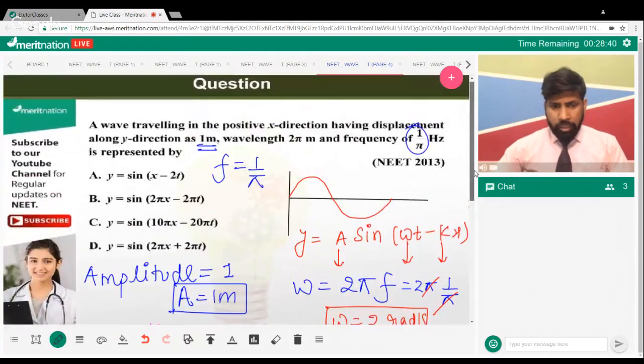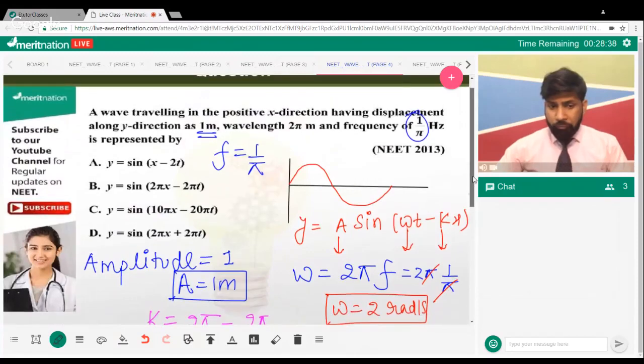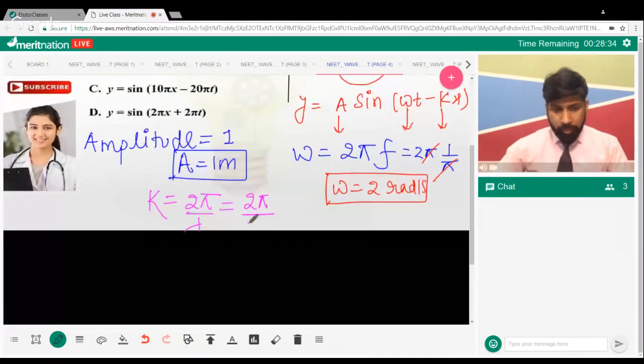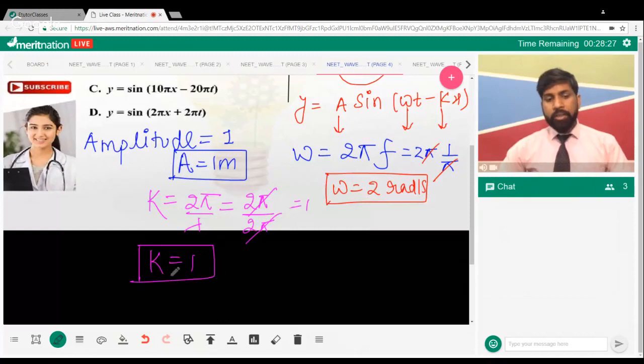If we talk about lambda, the wavelength is given as 2 pi meters. Just put the value of 2 pi over lambda here, and we get 1. So the value of k is 1. Students, we have calculated the values of a, omega and k. Just put these values in this equation, and that will be the equation of our wave.